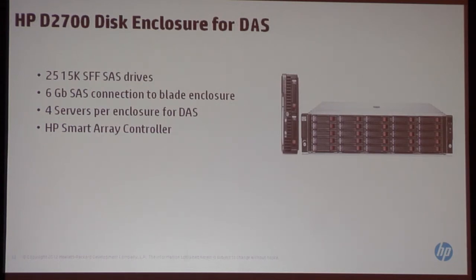So I talked a little bit about the D2700. This is what we use for our DAS reference architecture. Again, it's 25 drives in an enclosure. We connect 6 gig back into the C7000 enclosure, and we just use the array configuration utility to actually carve it up and present it to up to 4 physical servers.